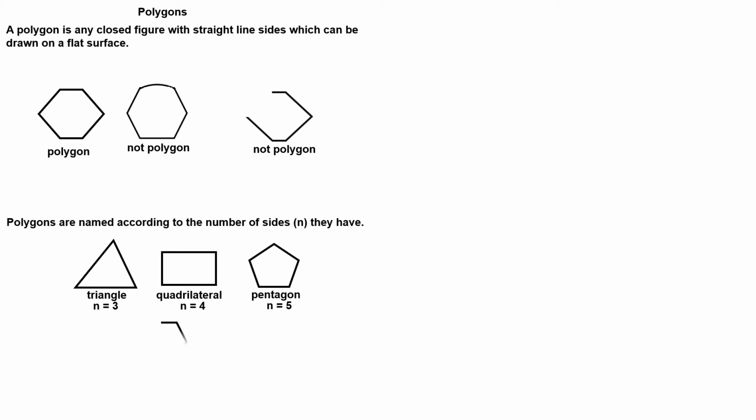A hexagon is a polygon with 6 sides. A heptagon is a polygon with 7 sides.